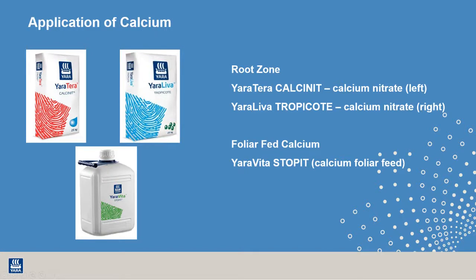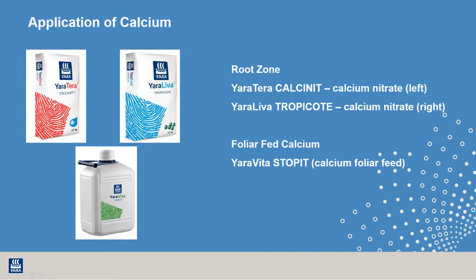Application of calcium. Yara has been working with calcium for a long time. Within the root zone, we have two products that are available. The calcinate is more a soft fruit product, although it can be used for viticulture. The product is really lending itself in its formulation to tea-line irrigation and fertigation, as compared to Tropicote, which is a prill product. This is more of a broadacre product for farms which are not using fertigation yet.